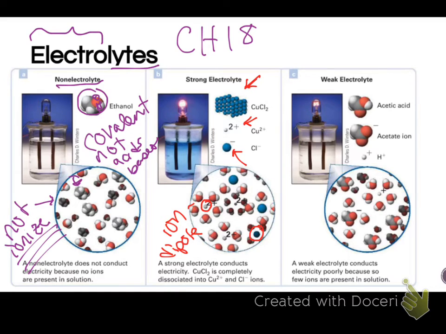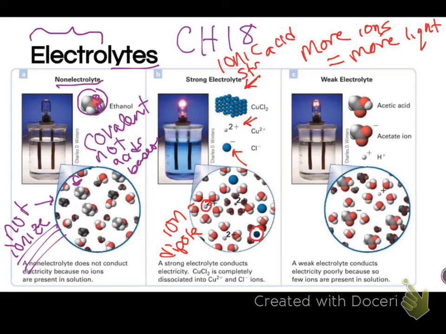The fact that we have ions in the solution means that this solution will conduct electricity. In fact, the more ions you have, the more it will conduct. So we can think of that as more ions equals more light, right? Strong electrolytes are generally anything that is ionic, as long as it dissolves in water, strong acids, and strong bases. We've mentioned those terms before, but we're going to delve into that a little more in a second.